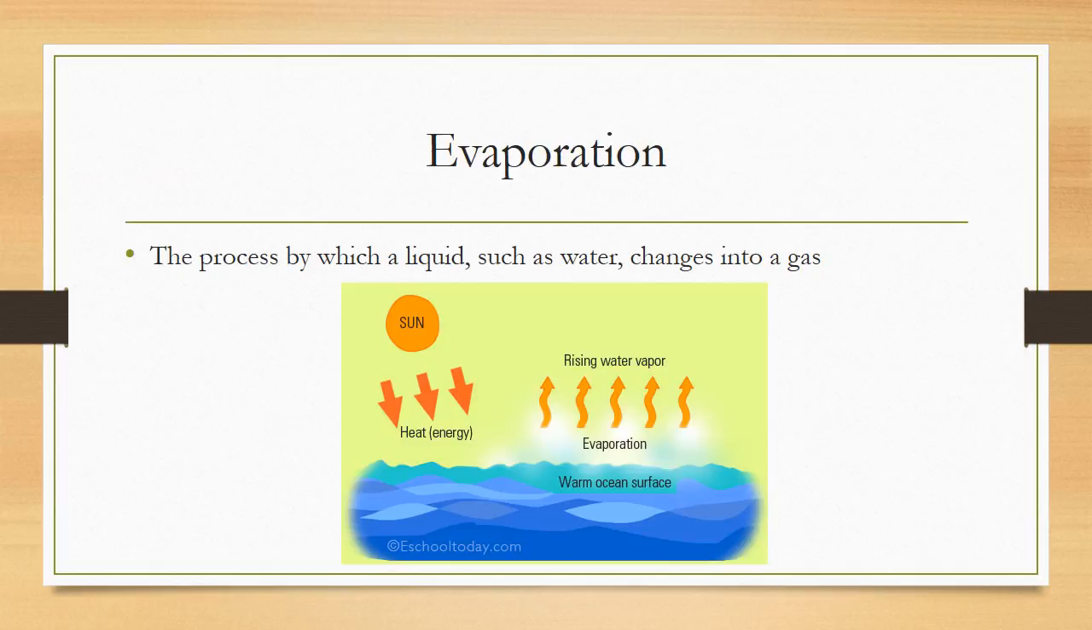Evaporation. Evaporation is the process by which a liquid such as water changes into a gas. This requires the input of thermal energy, or things to get hotter. Basically what happens is that the sun or another heat source heats up the water. The water molecules, as they get hotter, start to vibrate faster, and eventually they vibrate fast enough that the molecules actually break away from the water surface. This is how they go from being a liquid to a gas. And you can see the example of rising water vapor with evaporation off of the ocean surface.